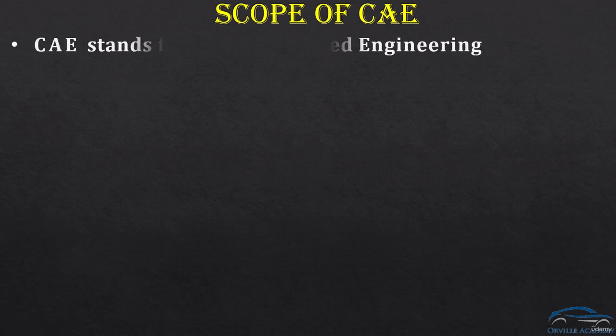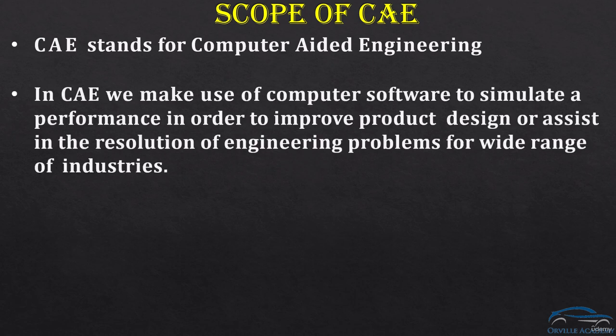Welcome back everyone. The objective of this session is to understand the possible things we can do in CAE and how CAE is able to do all these things. So far we know that CAE stands for Computer Aided Engineering. In CAE we make use of computer software to simulate the performance in order to improve the product design or assist in the resolution of engineering problems for a wide range of industries.